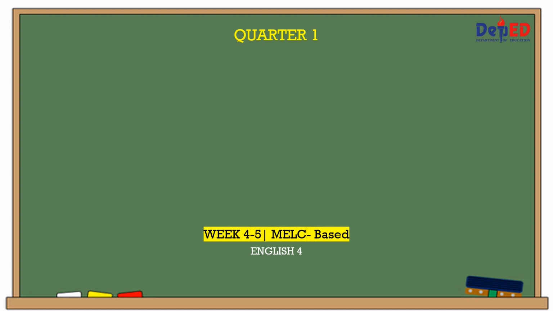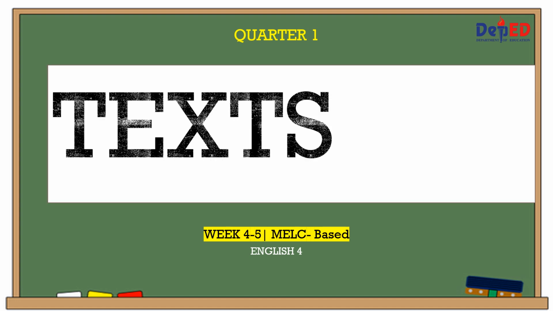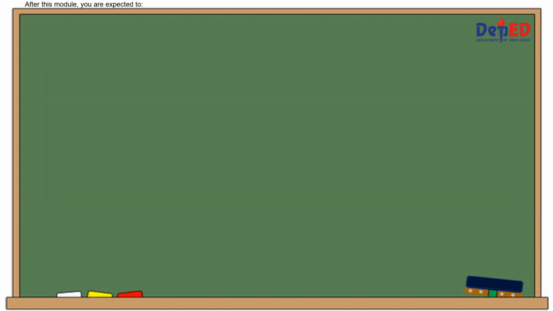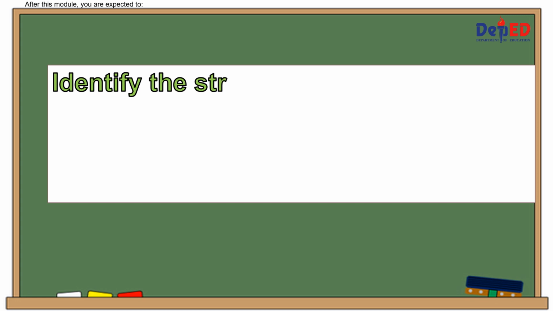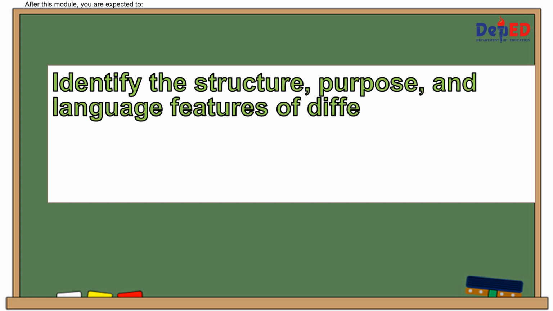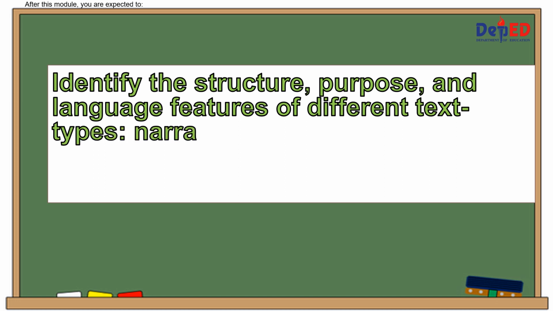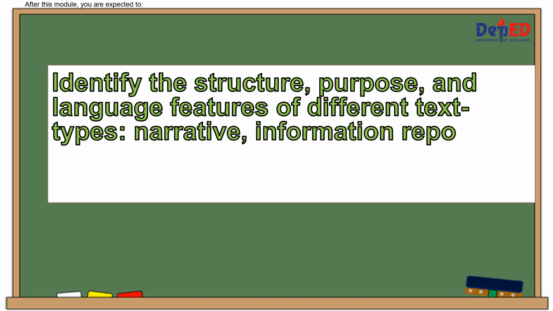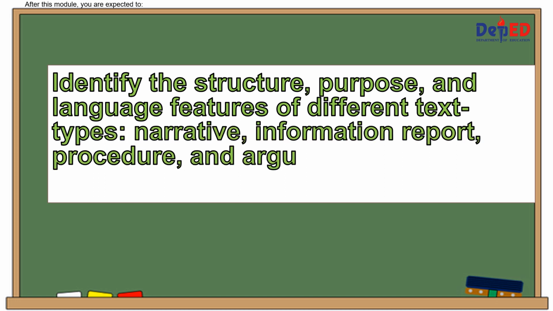Hi everyone, for quarter 1, week 4 to 5, our lesson is about text. After this module, you are expected to identify the structure, purpose, and language features of different text types: narrative, information report, procedure, and argument.